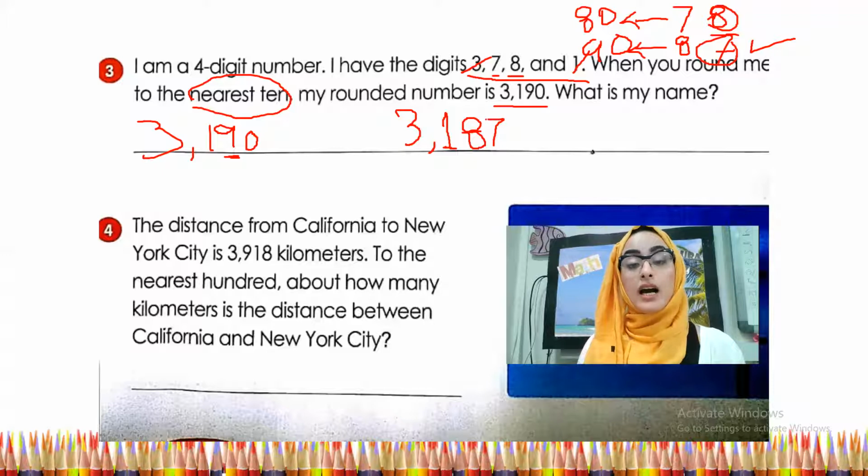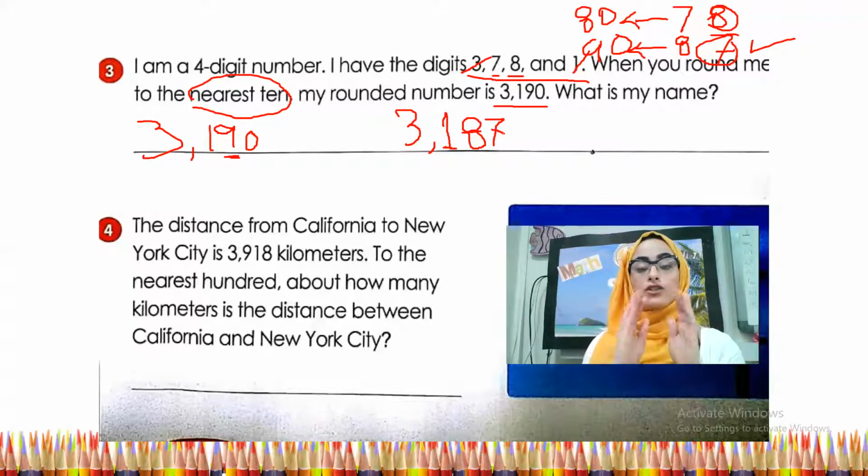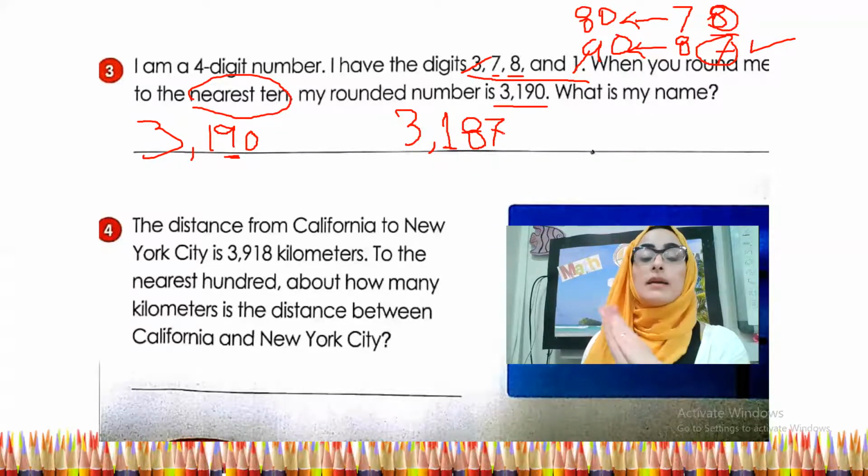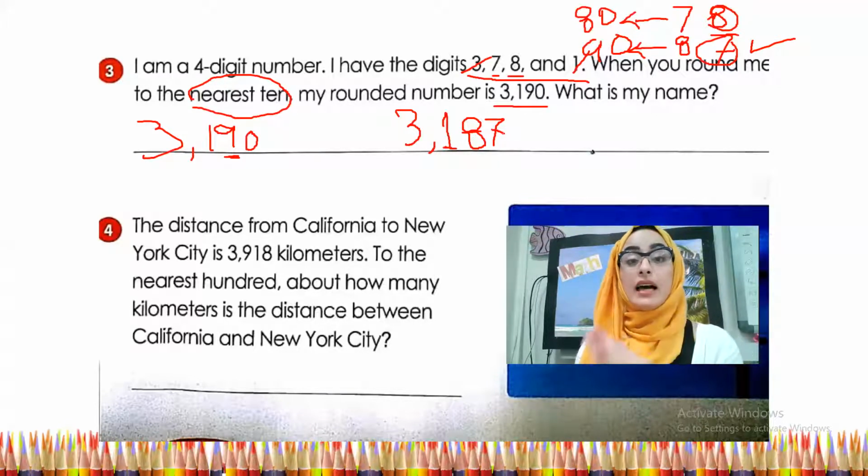Understand why? I'm rounding to the nearest 10. So my job is to deal with two place values, the tens and the ones. Sometimes I'm changing the hundreds when I have more than 90, okay? But here I will keep the thousands and the hundreds the same.